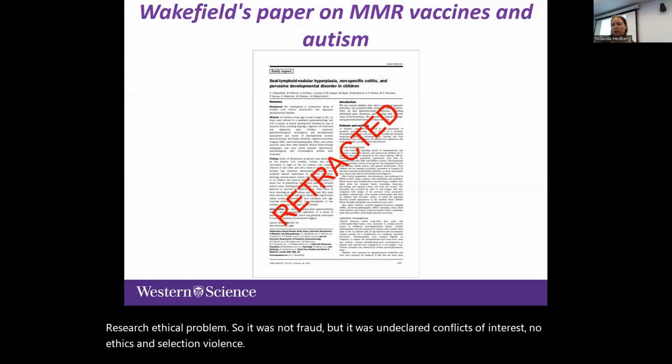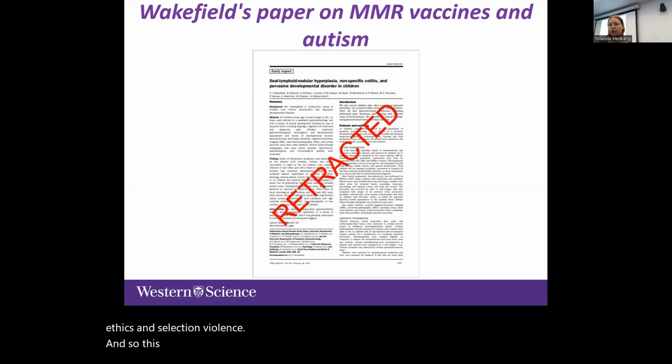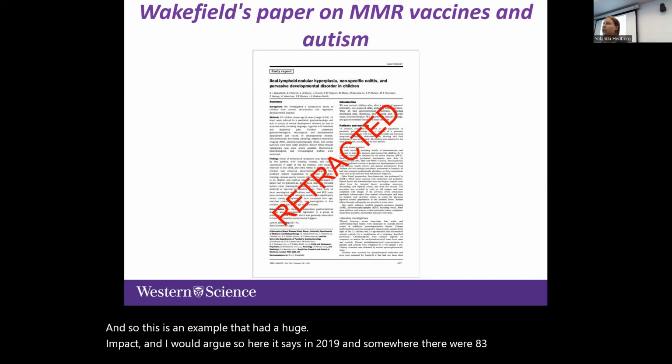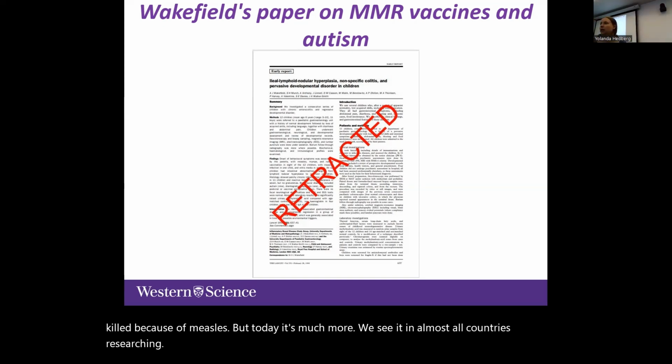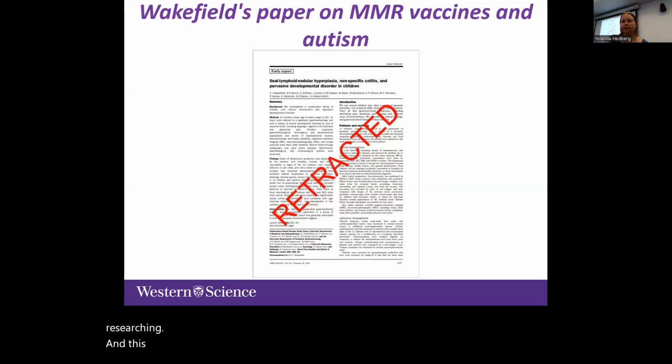So this is an example that had a huge impact. Here it says in 2019 in Samoa there were 83 people mostly killed because of measles, but today it's much more. We see it in almost all countries. And this paper was one of the main arguments.